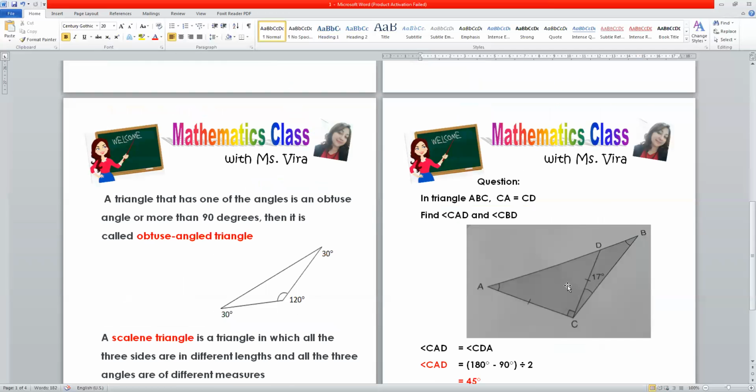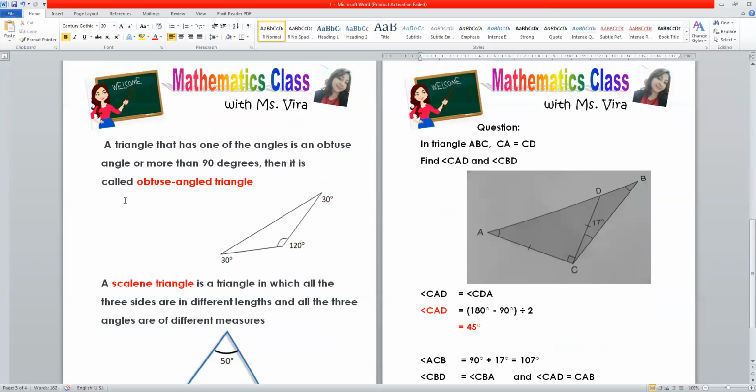Okay, so the fifth type of triangle that we are going to learn is a triangle that has one of the angles as an obtuse angle, or more than 90 degrees. Then it is called an obtuse angle triangle. So if it's a triangle and one of the angles is bigger than 90 degrees, then it is an obtuse angle triangle.